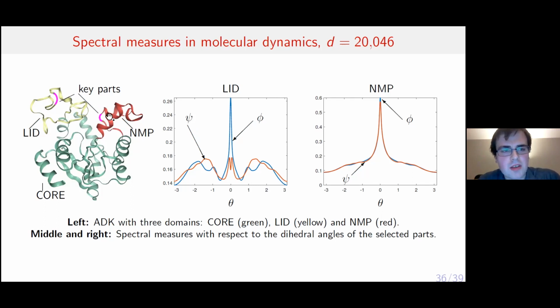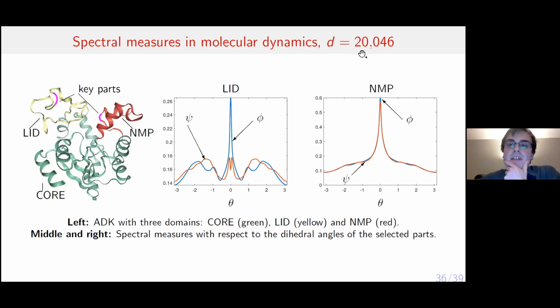Okay, so those are the G. So here's the result for the LID domain. You get this nice, beautiful spectral measure. Here's the result for the NMP domain. Okay, so these were computed using that sixth order method that I talked about.